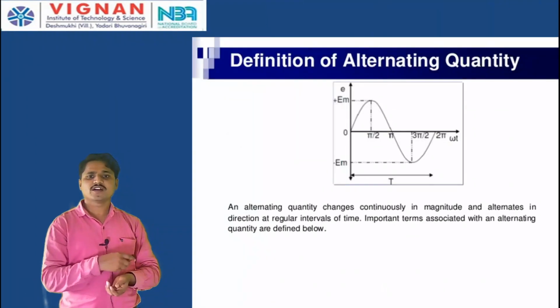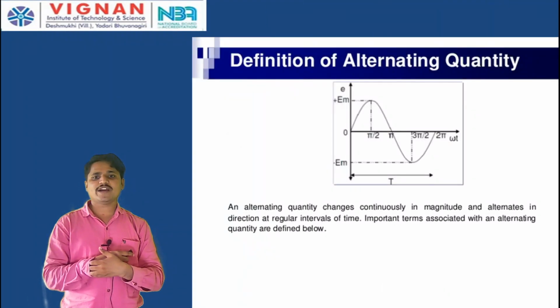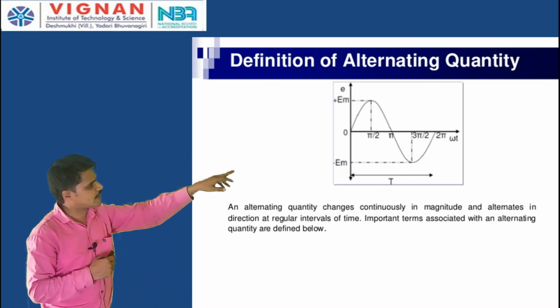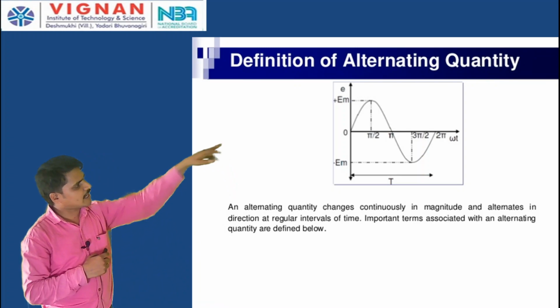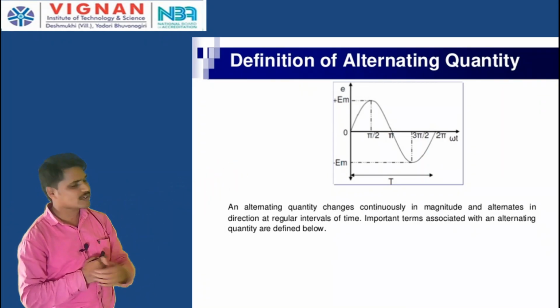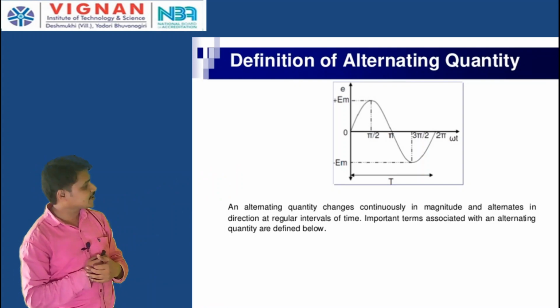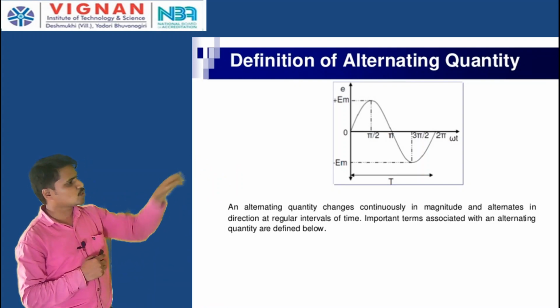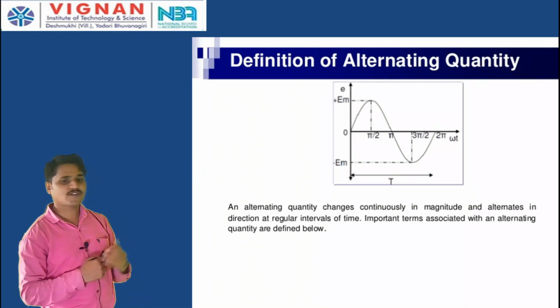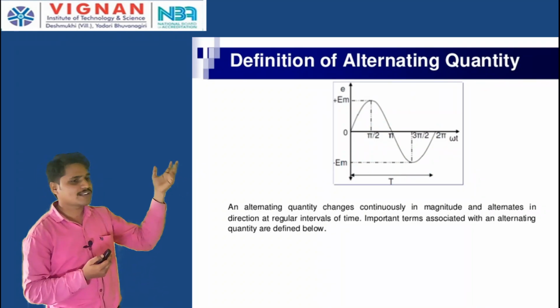Now, see this waveform. At omega t equal to pi by 2, what is the value? The value is plus Em. At omega t equal to 3 pi by 2, what is the value? Minus Em. At omega t equal to 2 pi, the value is 0. At omega t equal to pi, the value is 0. At omega t equal to 0, the value is 0.